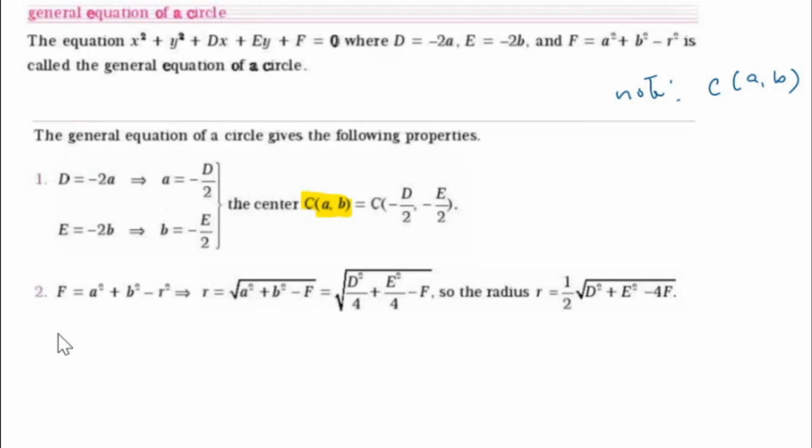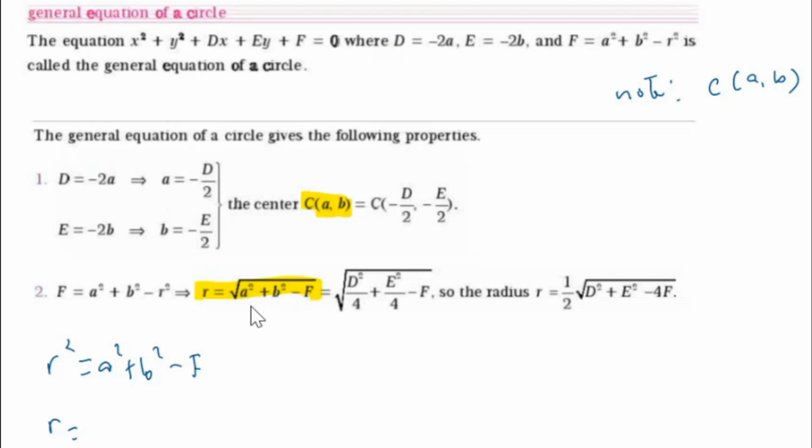And the second property: f is equal to a squared plus b squared minus r squared. If we're going to solve for r, transpose r first to the left-hand side, then r squared is equal to a squared plus b squared minus f. In solving for r, it gives us the square root of a squared plus b squared minus f. And then, following property number 1, replace the meaning of a, b, and f.